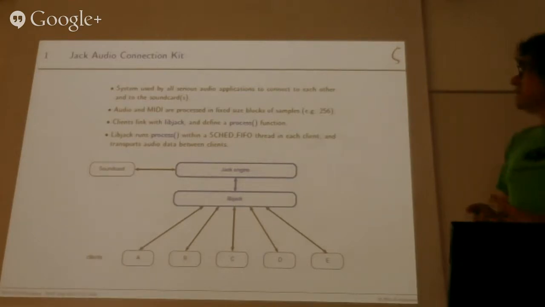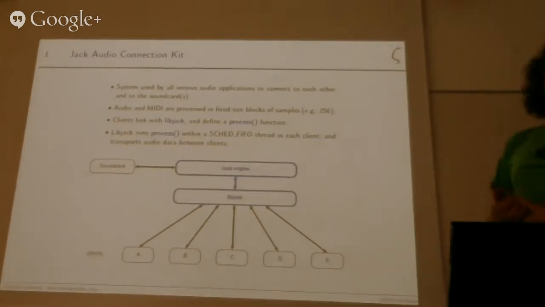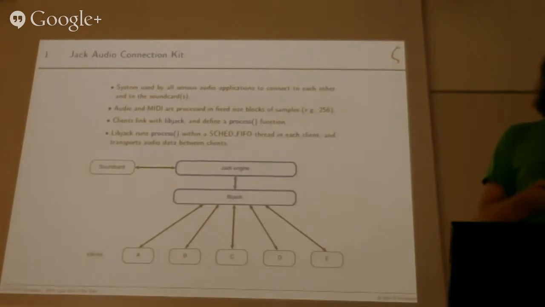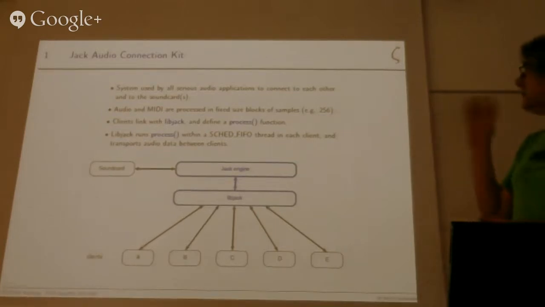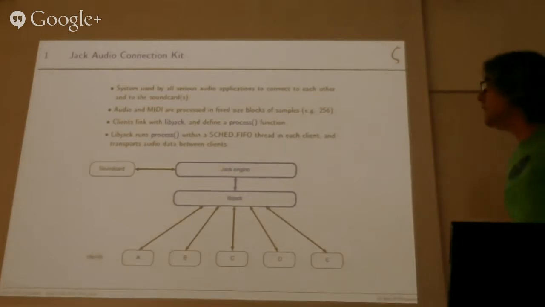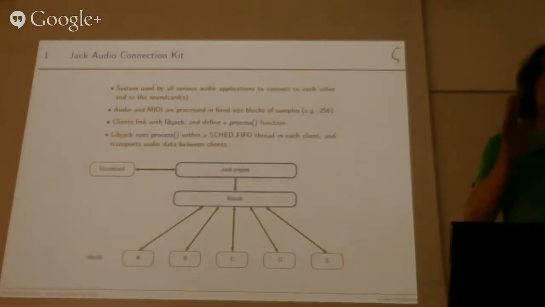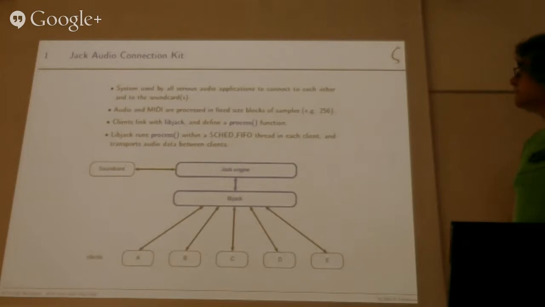How does it work? It processes audio and also MIDI, but okay, that's not important here, in fixed size blocks. So audio, digital audio is samples, normally 48,000 per second. Jack defines a block size, 256 is a very classical one, and audio is processed in blocks of that size.